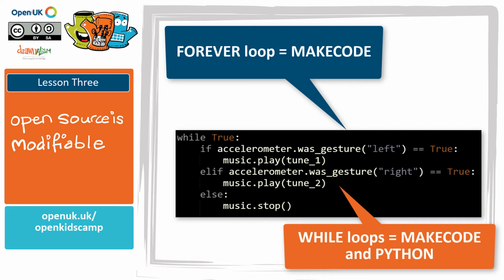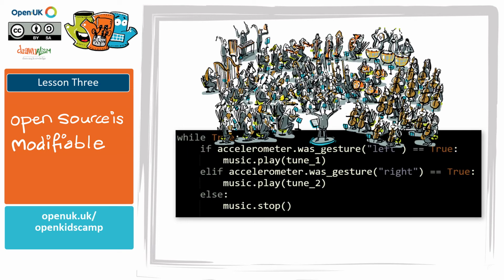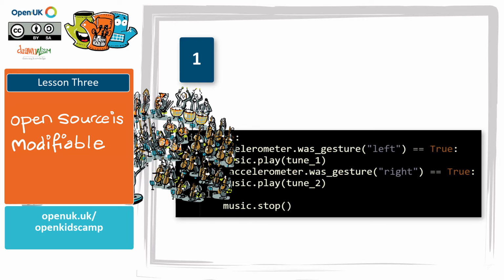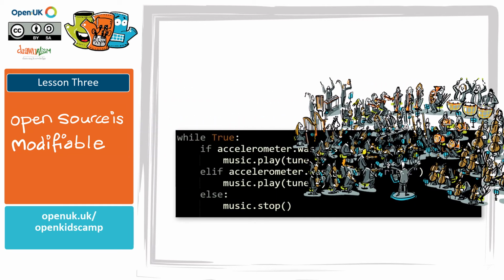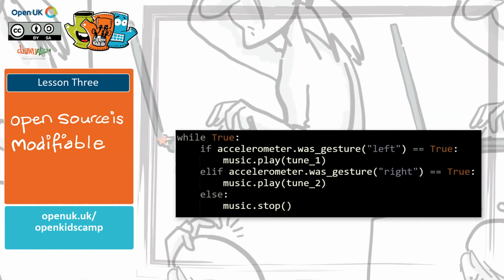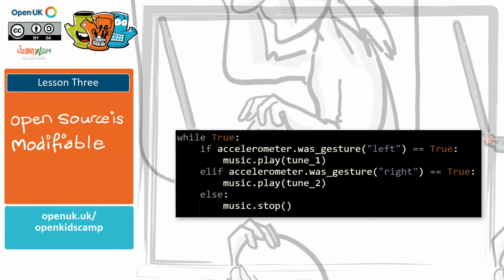The next lines look quite long and tricky, but they're going to be simple really. What they're doing is checking if the accelerometer is tilted left or right. If it's tilted left, the micro:bit plays tune 1. If it's tilted right, then the micro:bit plays tune 2. And if the micro:bit is not tilted, then it won't output anything at all. It uses an if-else statement, just like our MakeCode program. It's the exact same as what we created in MakeCode.